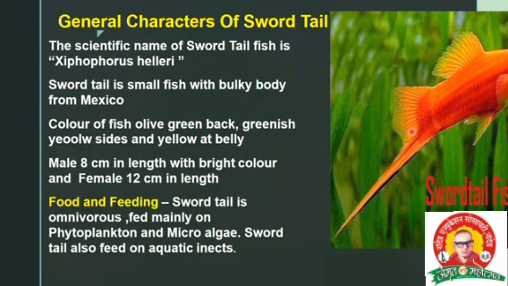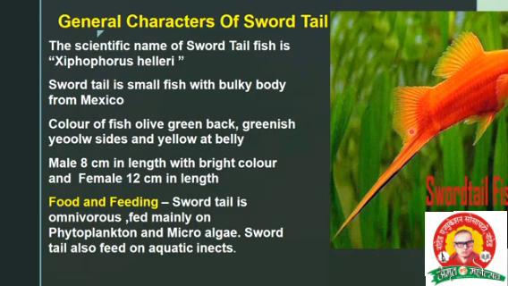Swordtail is a small fish with a bulky body from Mexico. It belongs to Mexico. The important thing is that the male grows up to 8 centimeters in length with bright color and the female up to 12 centimeters in length. This is the difference between male and female. Male has a sword-like tail, female doesn't have a sword-like tail. Male is 8 centimeters in length and female 12 centimeters.